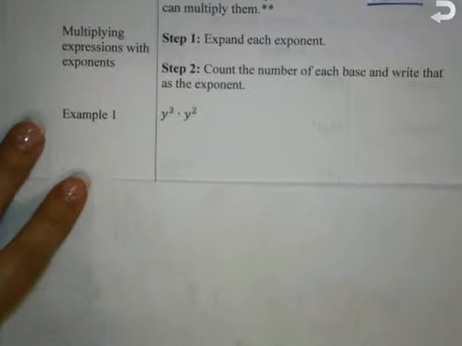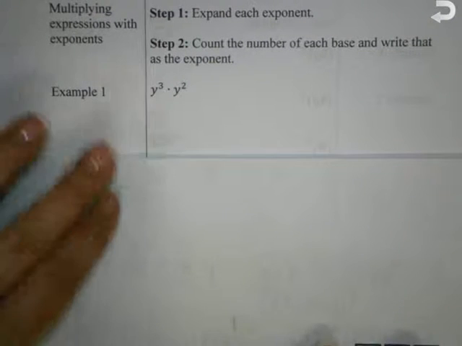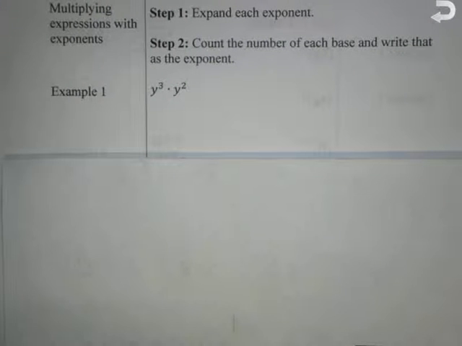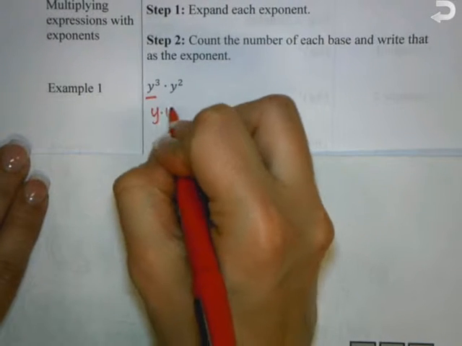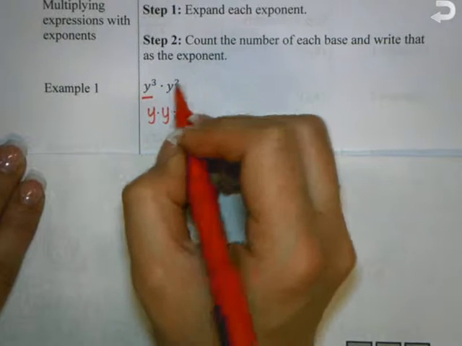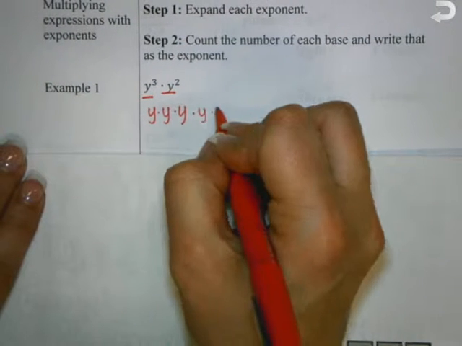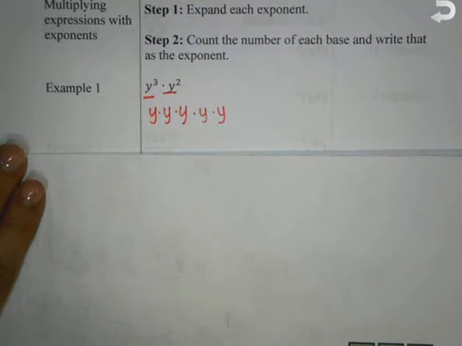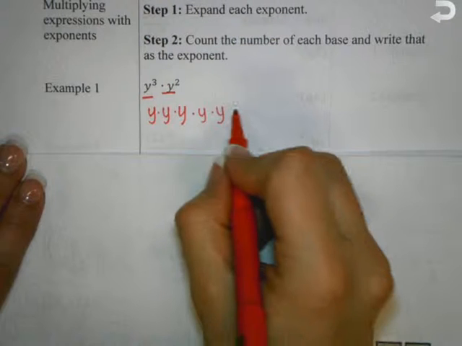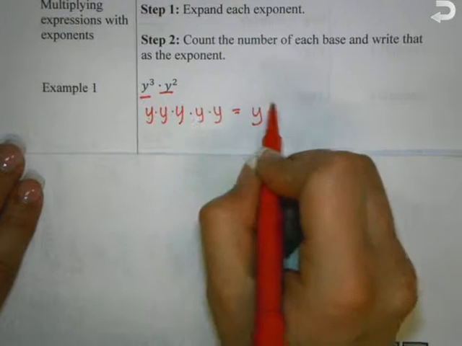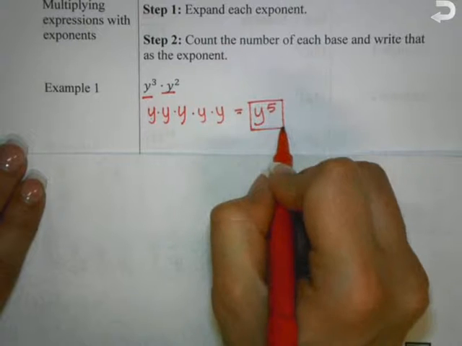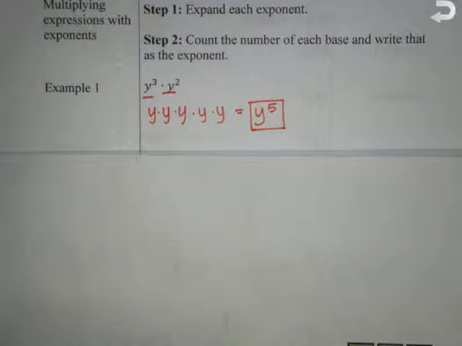We have y to the third times y squared. Step 1 is to expand each exponent. So y to the third is the same as y times y times y, and y to the second is the same as y times y. Now I want to combine them all together. When I multiply all of these together, what do I get? Y to the 1, 2, 3, 4, 5. Good, and that's your answer.